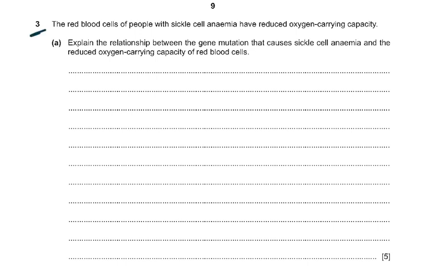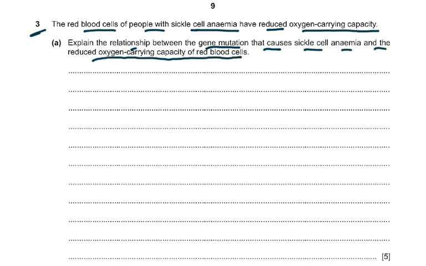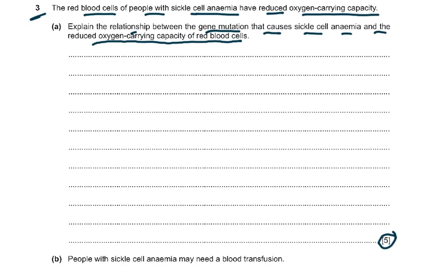Starting with question number 3, the red blood cells of people with sickle cell anemia have reduced oxygen carrying capacity. Explain the relationship between the gene mutation that causes sickle cell anemia and the reduced oxygen carrying capacity of red blood cells. Now, this is 5 marks. That's a lot of marks and a lot of stuff that you need to be giving so that you get your 5 out of 5.